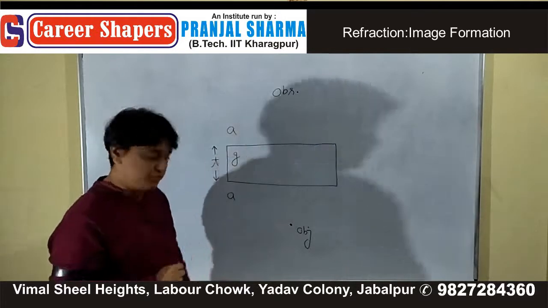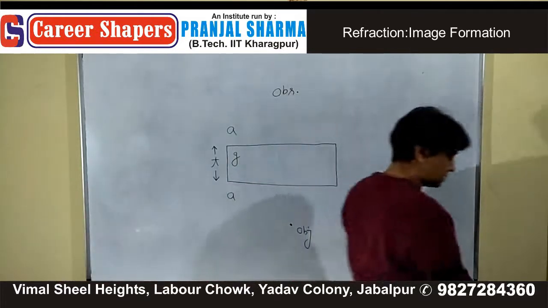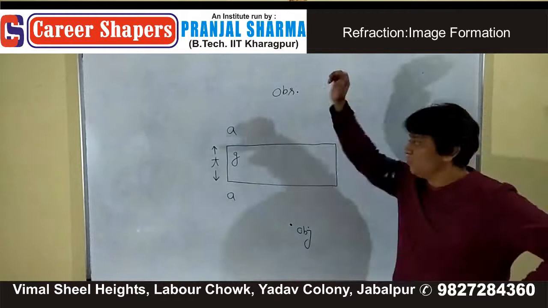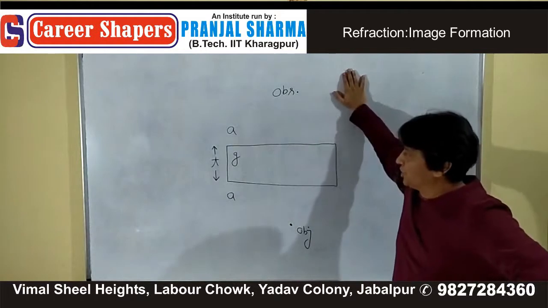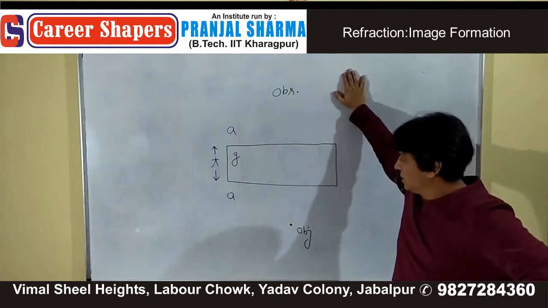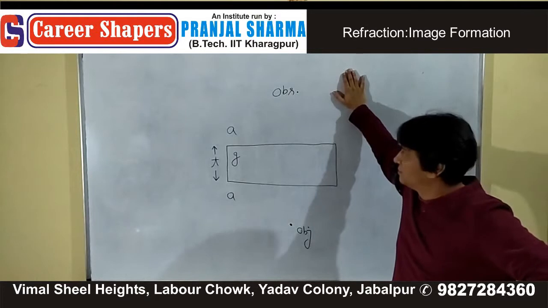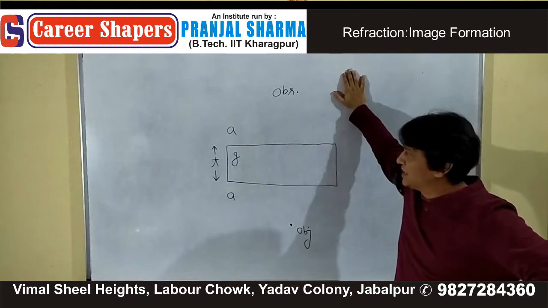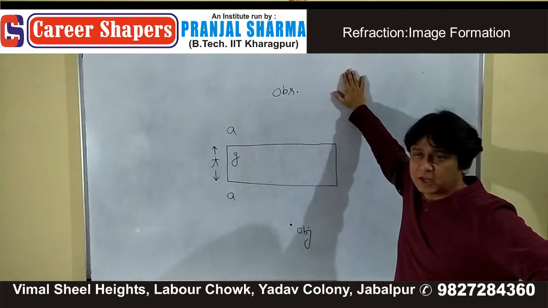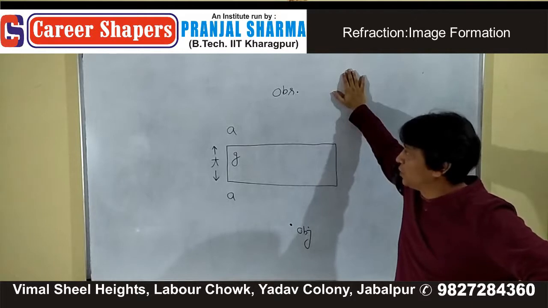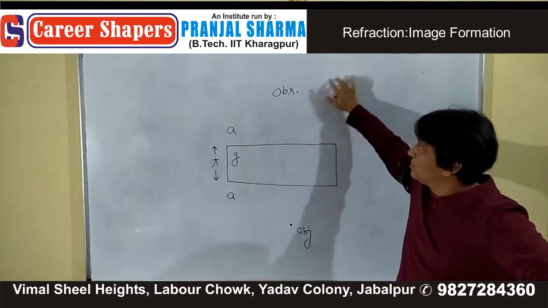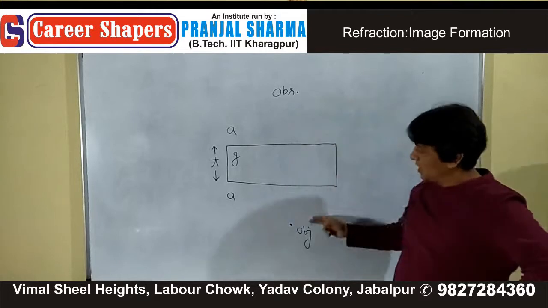So write down the question first. Find out the shift in the position of an object when a glass slab of thickness T is introduced between observer and object.